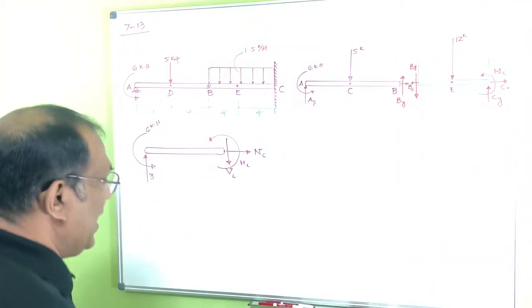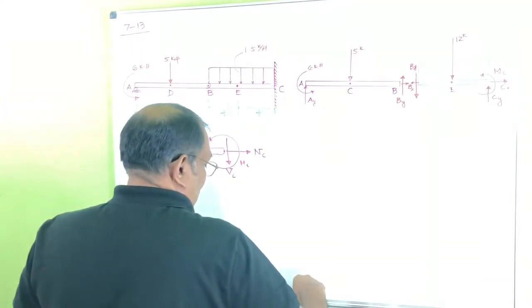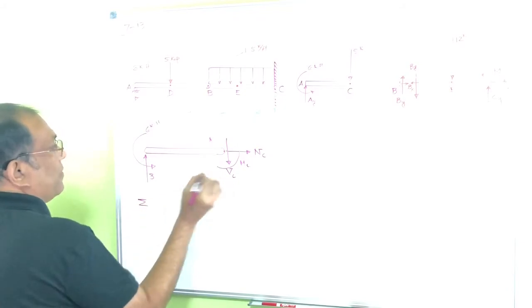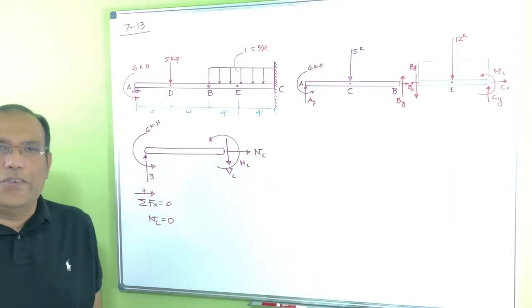Okay? So here you can see I have 3 unknowns because I already know this one, so I can find that out easily. First of all, there is no summation of external force here in the x direction. So summation of Fx equal to 0, so actually NC equal to 0, right? Take the summation of Fy equal to 0. So you can see 3 minus Vc equal to 0.